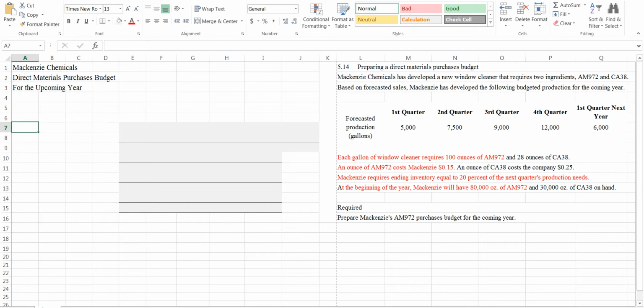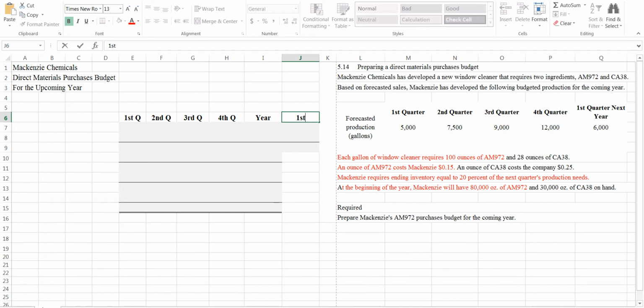Okay, so we're going to set this up by quarter. So let's call this first, I'm just going to put Q, first quarter, second, third, and fourth. And then this will be year. And over here, we're going to have a little bit of next year's information that we're going to need. We'll just say first quarter next. Okay? All right.